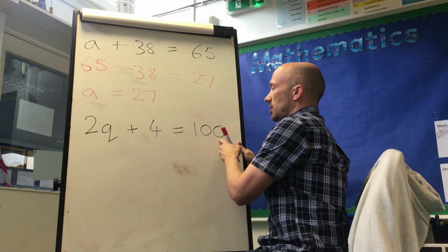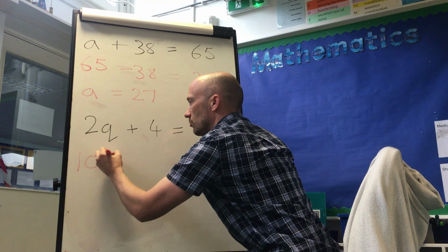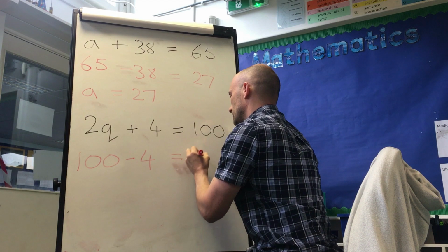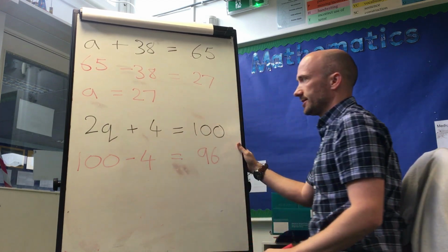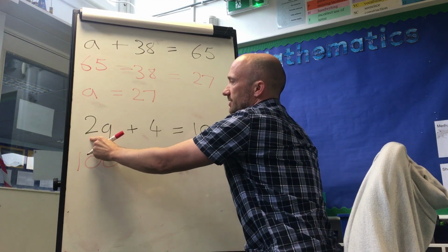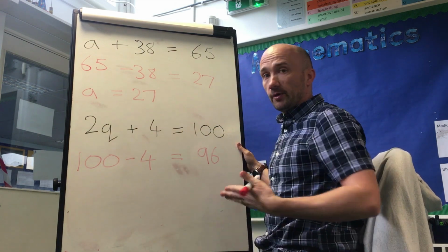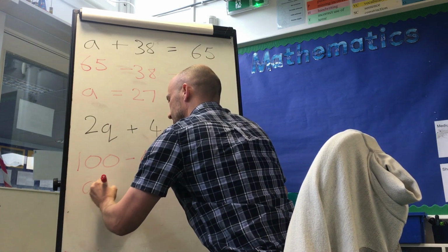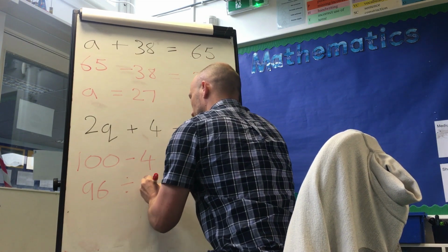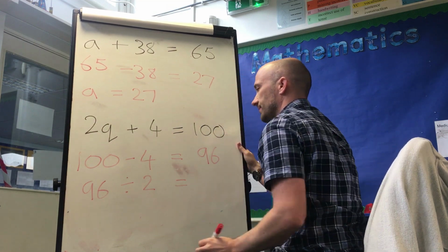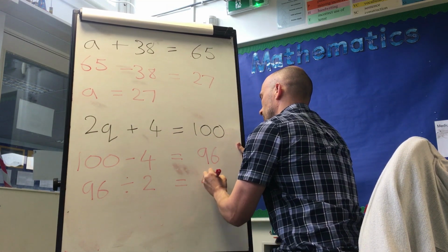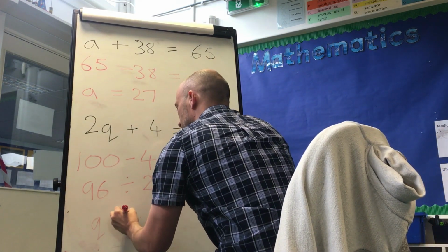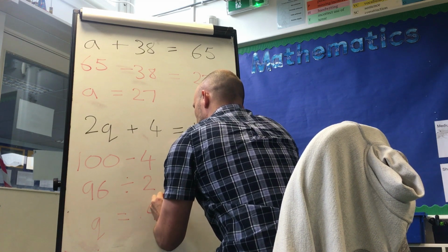So for this tricky problem below, again, we're going to need to work backwards using our inverse to solve it. So we're going to start with the answer, which is 100. Rather than add 4, I'm going to subtract 4, which is 96. And we know that when we have a number and letter together, it means to multiply, but we are using inverse, so I'm going to divide. So I'm going to do 96 divided by 2, which means I need to halve that number, and that is 48. So the answer to this problem is q equals 48.